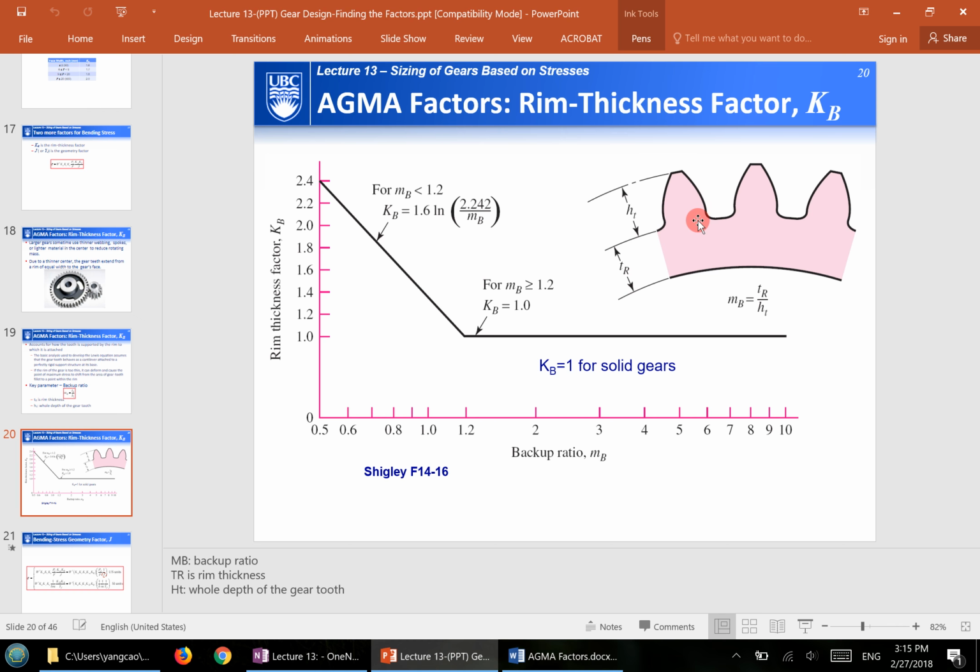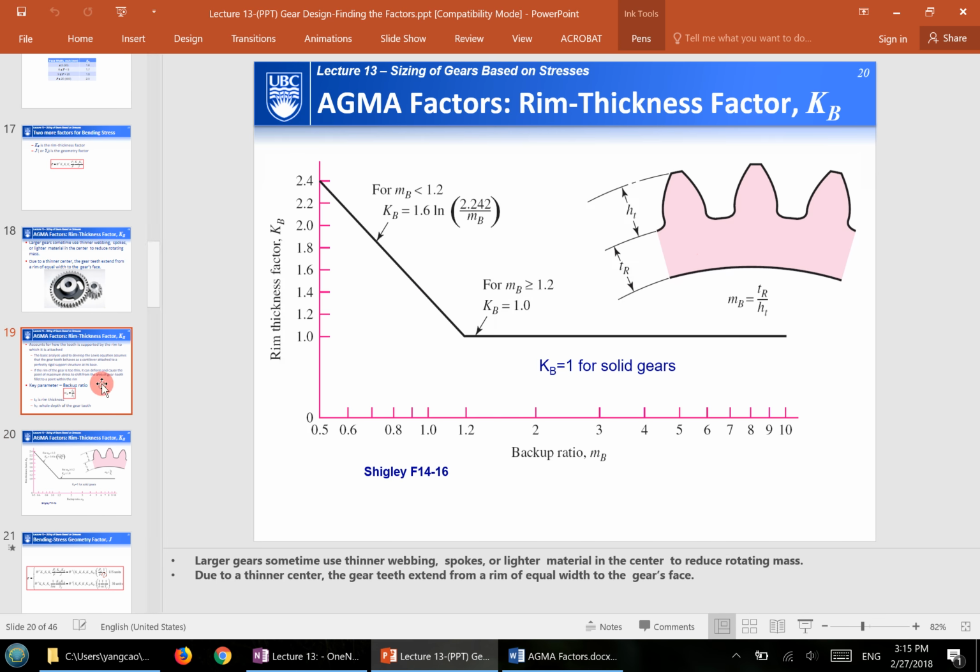Okay, so if the rim is too thin, there could be one possibility: even if the gear tooth is not failing, the rim is already failing before the gear teeth, right? So that's one possibility there. So that's why we need a rim thickness factor Kb here for our calculation.